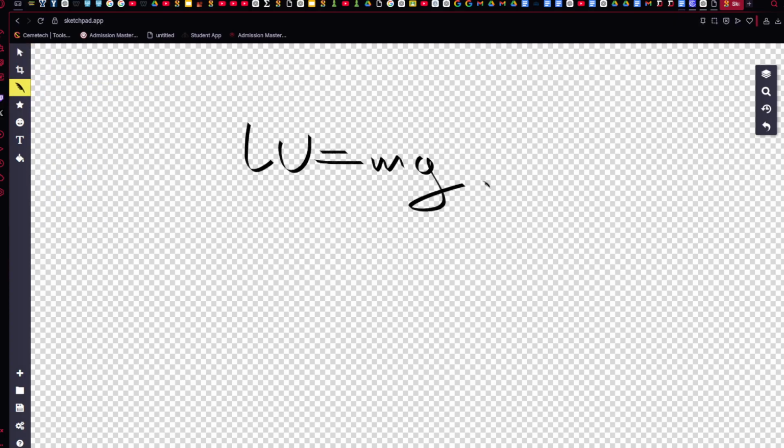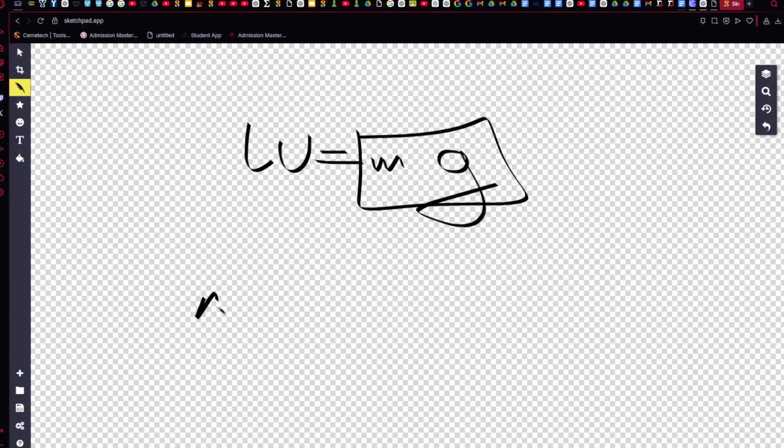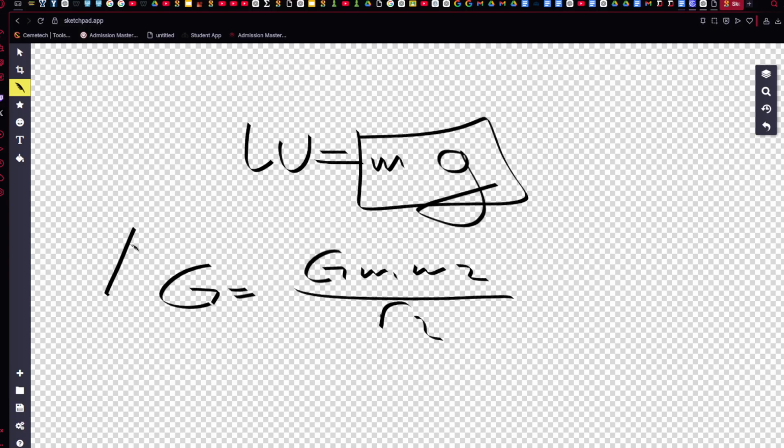So it's mg. Yeah, mg is the formula. Depending on where you are on Earth, it changes. But if you want to plug in g because you want to find acceleration, let's go back to the original formula. The original formula is Fg equals G M1 M2 over R squared, where Fg is the gravitational force.